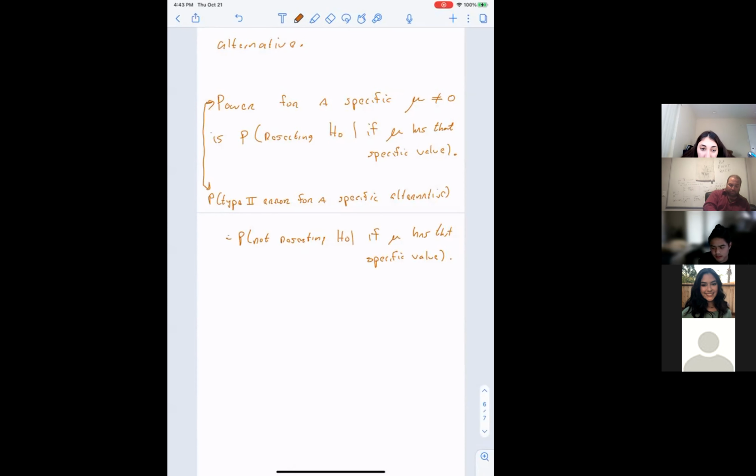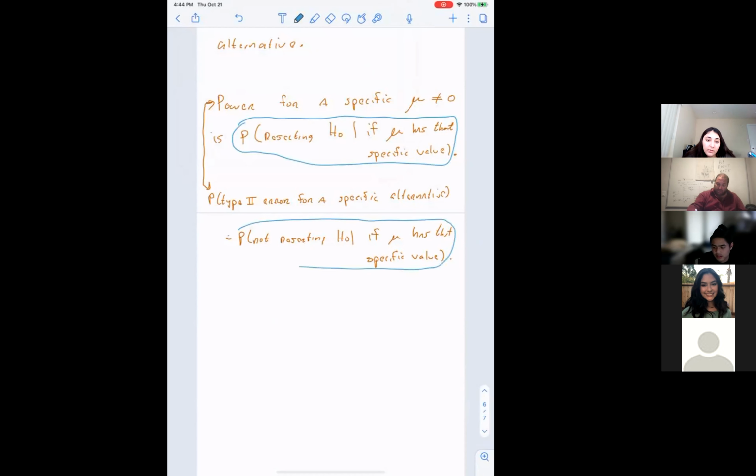It depends if it's true or not, if mu has that specific value. Say again? No, actually, it doesn't matter. If you actually look at those two, look at what I have written down. Look at this here, and look at this here. And tell me what the relationship is between those.